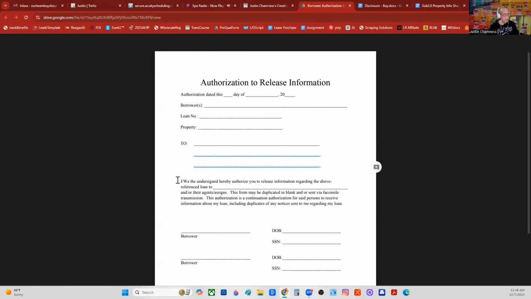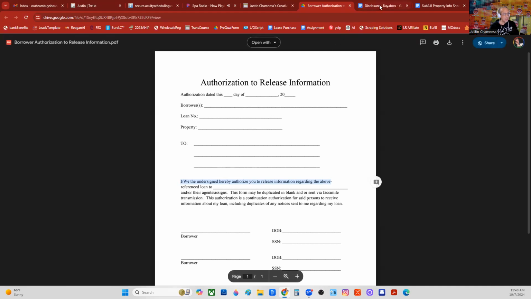Okay. So you can see it says that they are going to authorize you to get information. All right. So this is going to be nice for the title company to be able to get information and for you to get information from the original mortgage company.